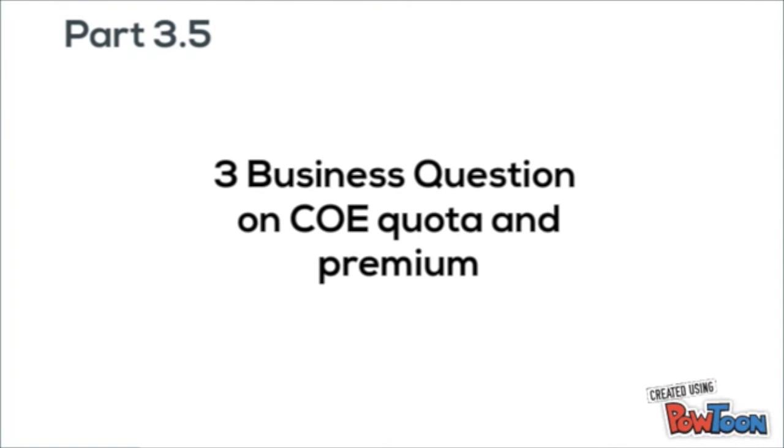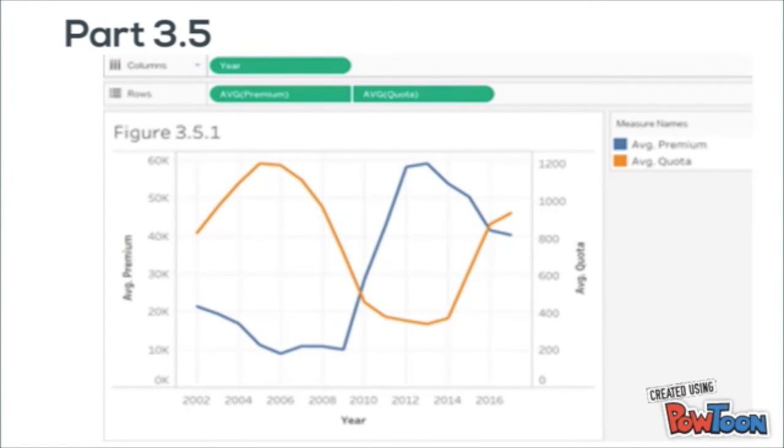For part 3.5, we'll be doing 3 business questions about the relationship between COE quota and premium. As shown in figure 3.5.1, when COE quota is low, the premium is high. Hence, the two have an inverse correlation.